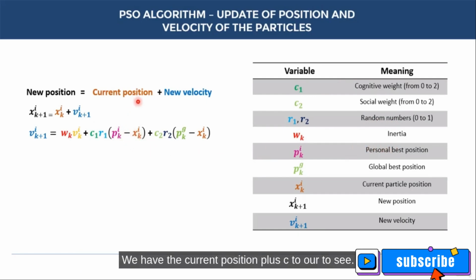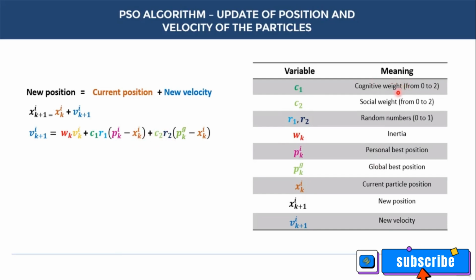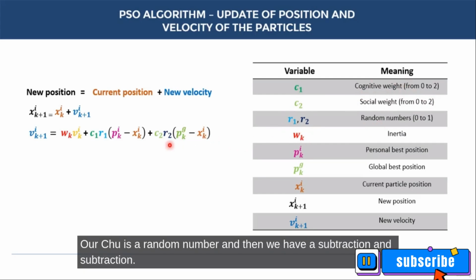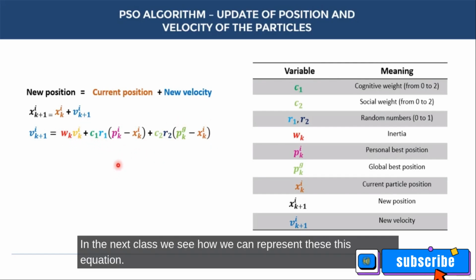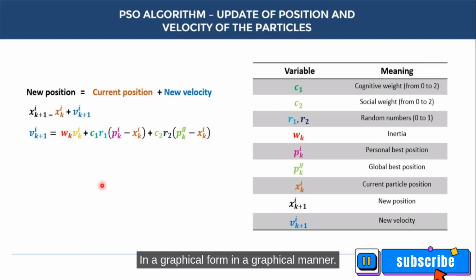In brown, we have the current position plus C2, R2. C2 is a social weight. R2 is a random number. And then we have a subtraction, another subtraction. So here we have the global best position and the current position. So we have the sum of three terms in the equation. In the next class, we will see how we can represent this equation in a graphical manner.